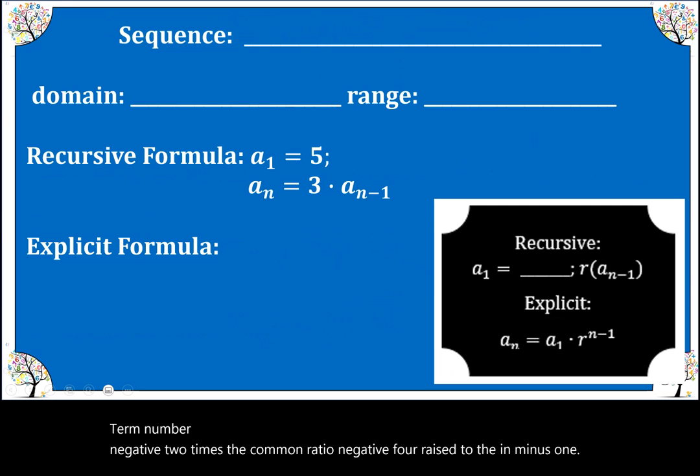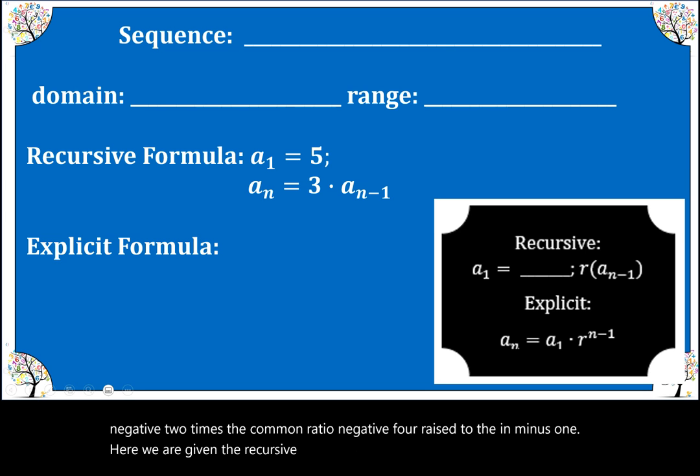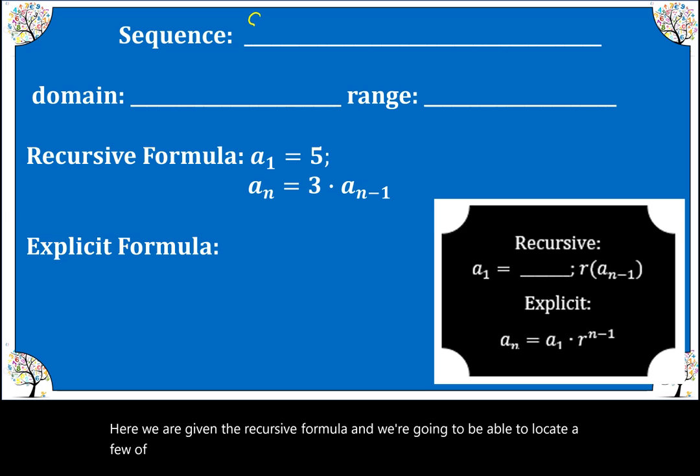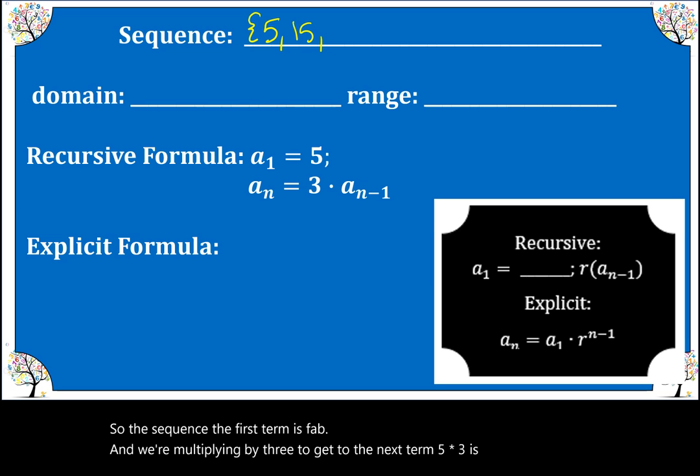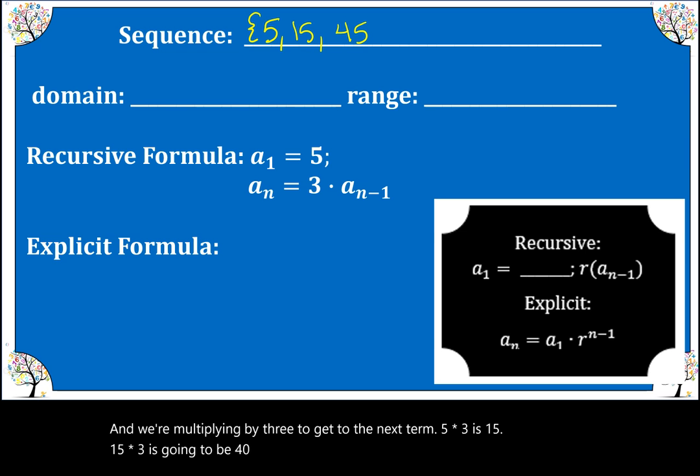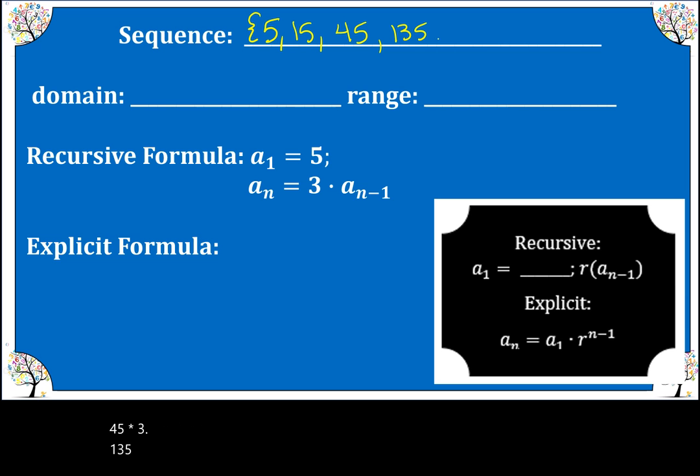Here we are given the recursive formula, and we're going to be able to locate a few of our terms. So the sequence, the first term is 5, and we are multiplying by 3 to get to the next term. 5 times 3 is 15. 15 times 3 is going to be 45. 45 times 3, 135.